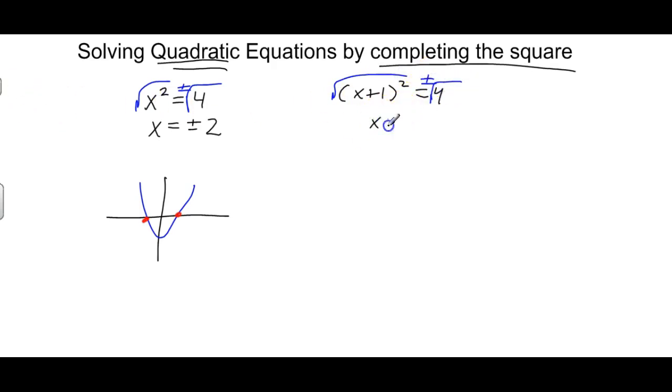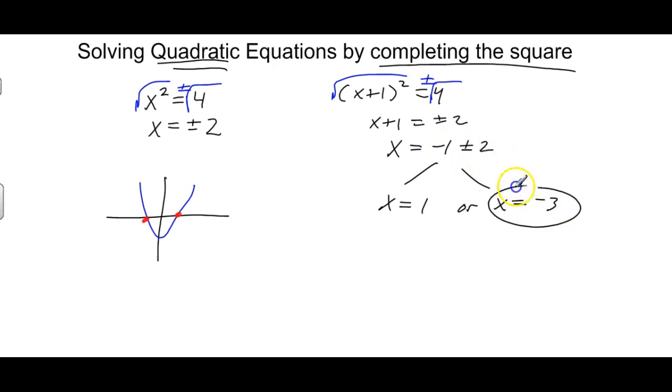You say x plus 1 equals plus or minus 2. We're almost done. x equals negative 1 plus or minus 2. We have two solutions there for x. x equals negative 1 plus 2, which is 1, or x equals negative 1 minus 2, which is negative 3. And we've got our two solutions.